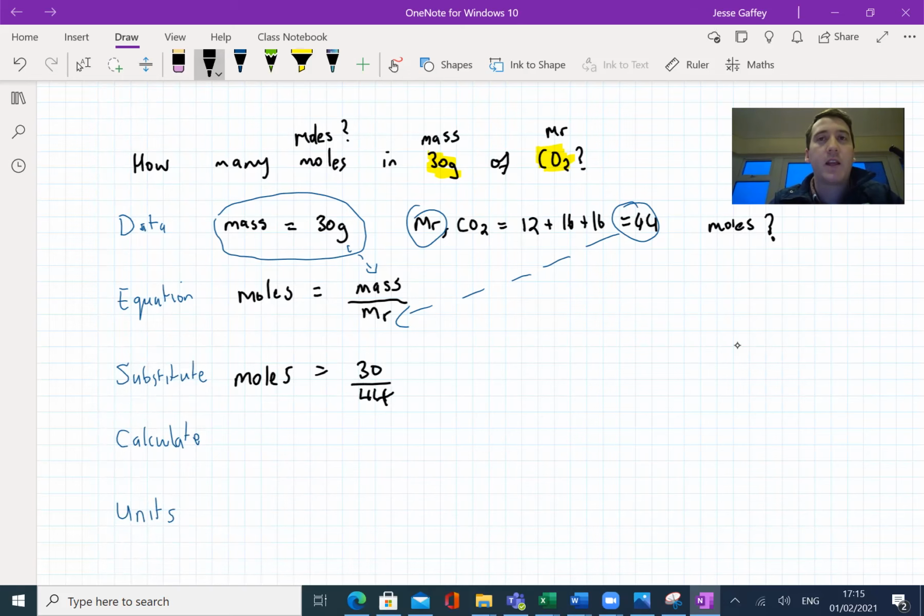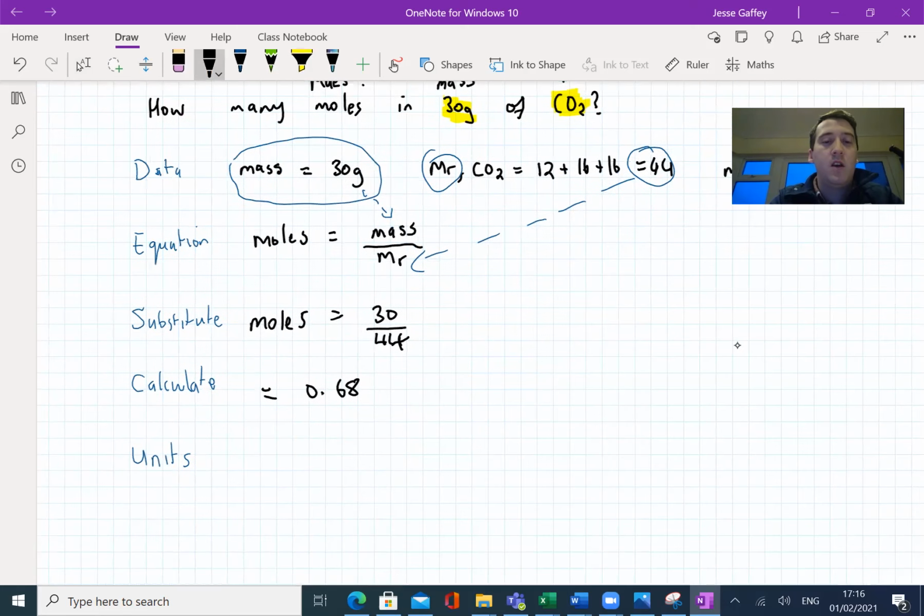Calculate. So you get out your calculator. We get out my calculator now. I'm going to do 30 divided by 44. And that gives me 0.68. Now you're going to get 0.68181818 recurrent. So I'm just going to round it to 0.68. So 2 decimal places here is enough. And my units, what am I finding? Remember, I was finding moles. So I'm just going to say 0.68 moles. So it really is that simple.